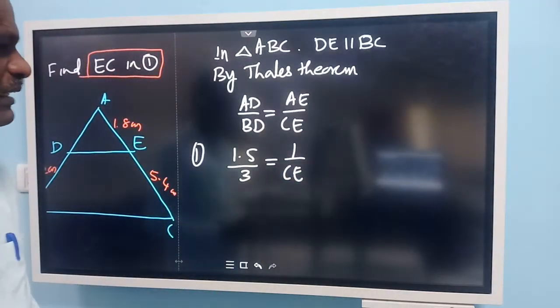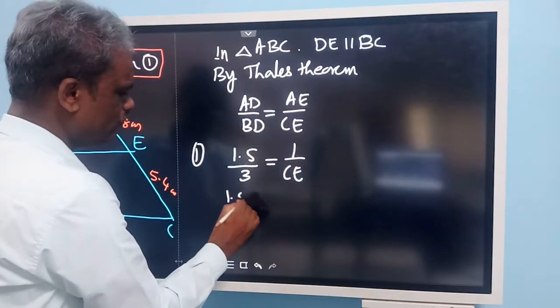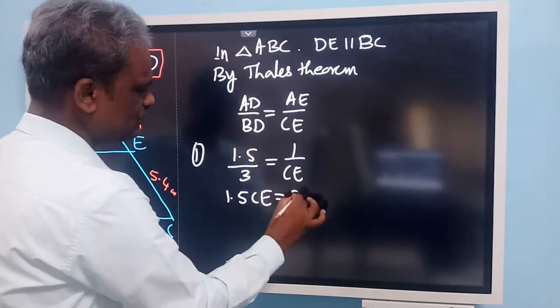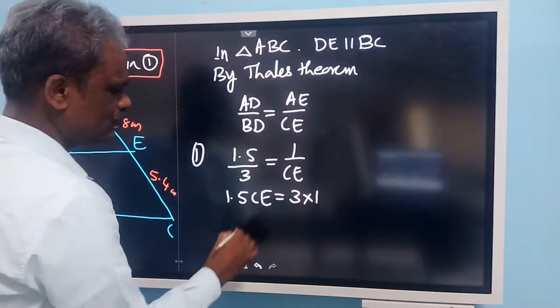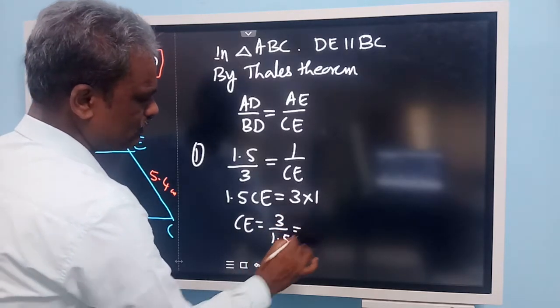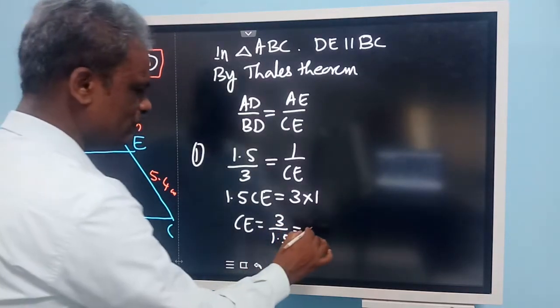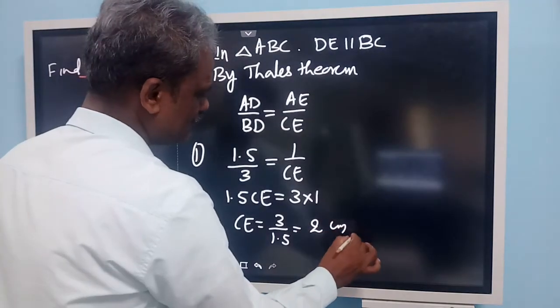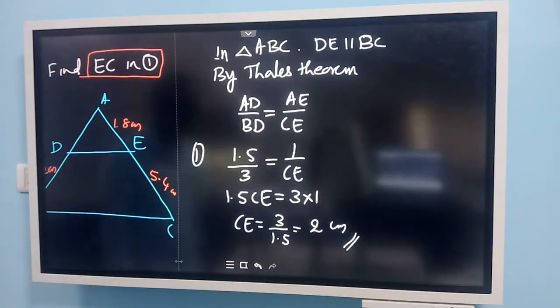Now you need to simplify. Cross multiply this one. 1.5 CE is equal to 3 into 1. So CE is equal to 3 divided by 1.5. If you divide 3 by 1.5, it is 2 centimeters. So CE is equal to 2 centimeters.